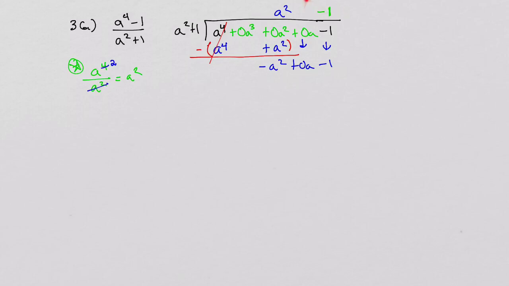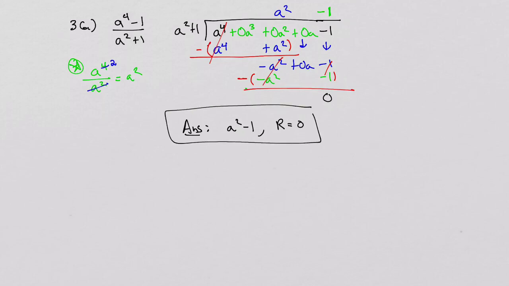And so negative 1 into a squared minus 1 gives me negative a squared and minus 1. So I'll subtract these. And once again, the a squareds cancel. And then we've got negative 1 minus negative 1. So those actually end up canceling as well. And we end up with a remainder of 0. So our answer is our quotient, which is a squared minus 1. And our remainder is 0, or you could just leave it as a squared minus 1.